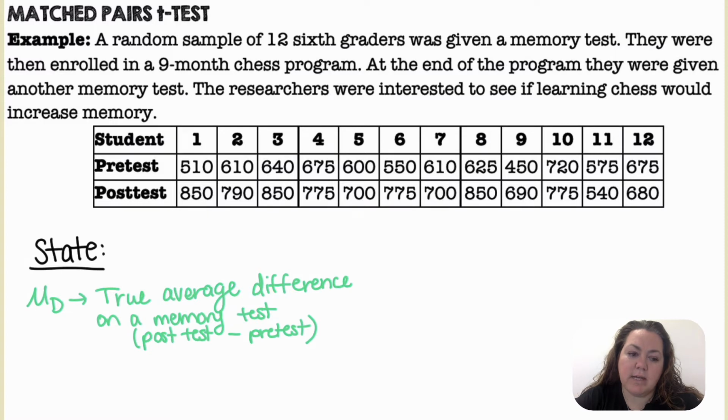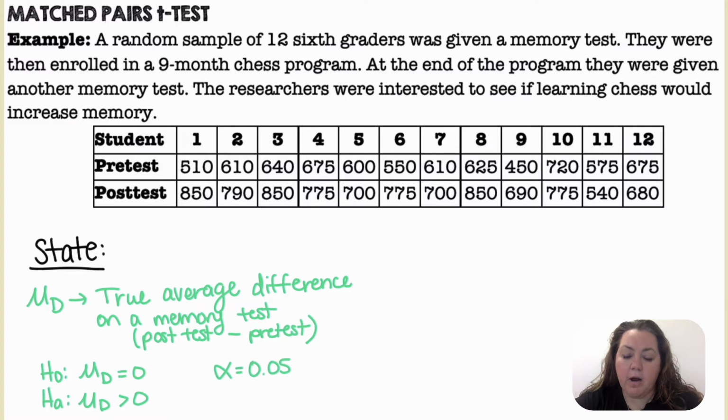So we're going to state mu d is the true average difference on the memory test, post-test minus pre-test. My null hypothesis would be that mu d is equal to 0, that there is no difference before and after. And the alternative would be that the difference is greater than 0, so that the post-test scores are going up. Our alpha value is going to be 5%. And my degrees of freedom is n minus 1, which would be 12 minus 1, which is 11.